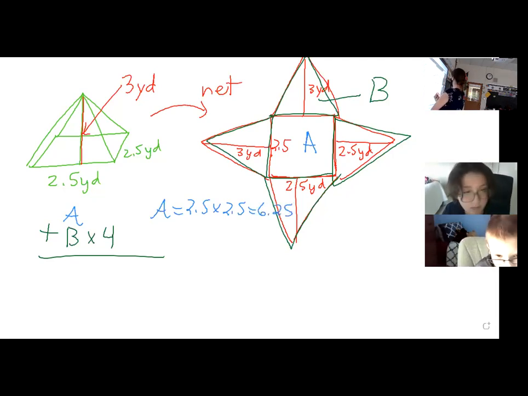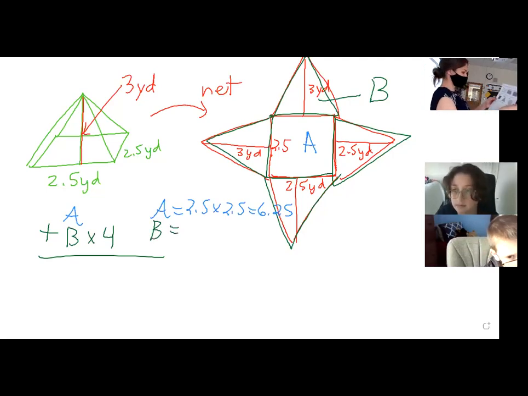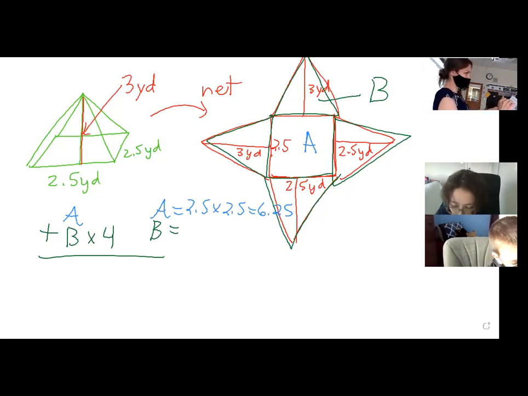All right. Now, what is the area for B? We have to use our area formula. Let's see on our sheet, what does it say? To calculate the area of a triangle, I need to do base times height, but half of that, divided by 2. So what's base times height? 2.5 times 3, divided by 2.